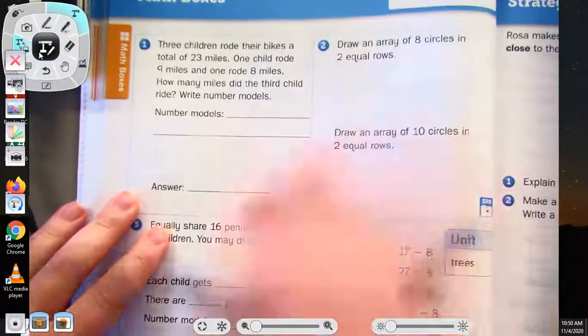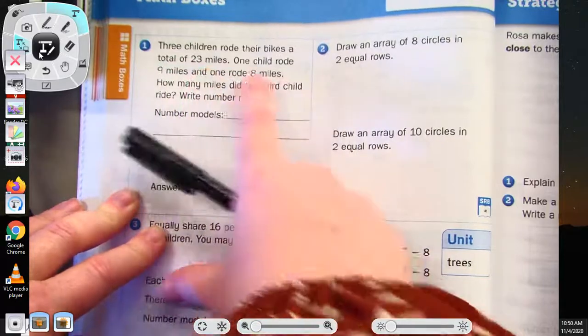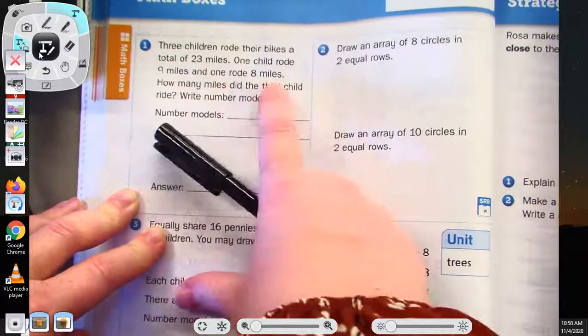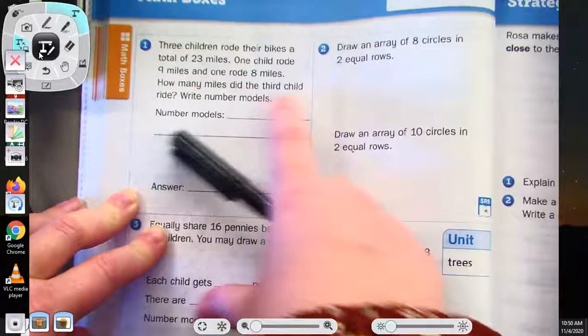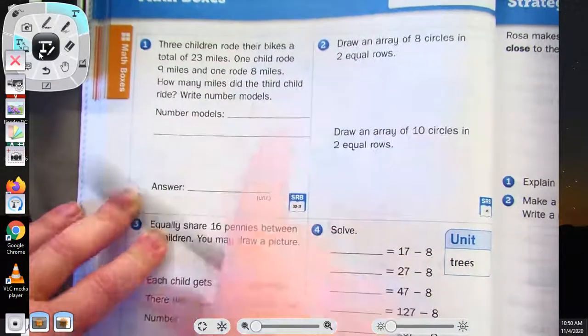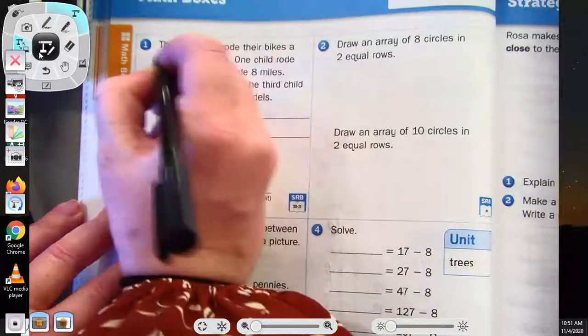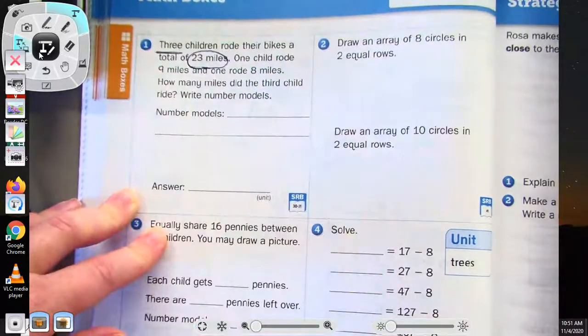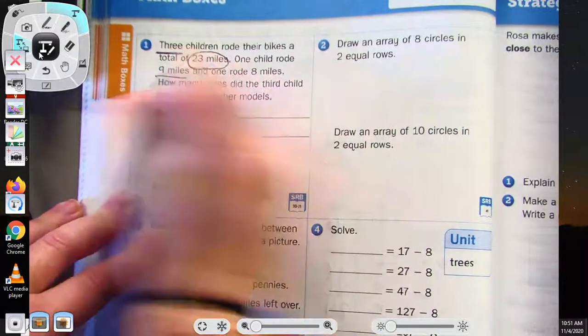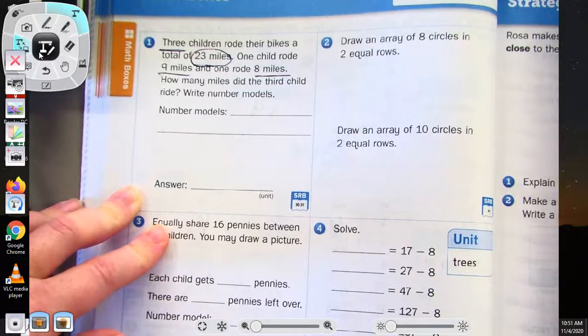It says 3 children rode their bikes a total of 23 miles. 1 child rode 9 miles and 1 rode 8 miles. How many miles did the third child ride? Write number models, and then here's where you write them. So you know that they rode a total of 23 miles and there were 3 kids. So 1 kid rode 8 miles, 1 kid rode 9 miles. You're trying to figure out how many miles that last kid rode.